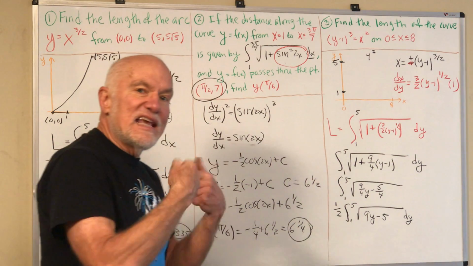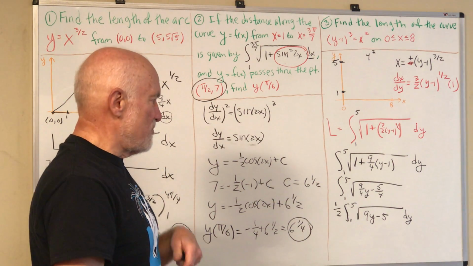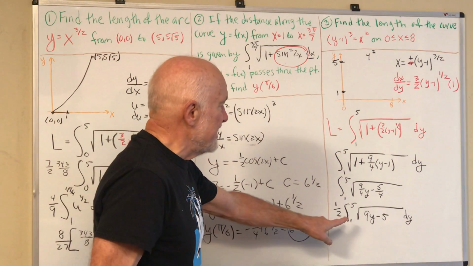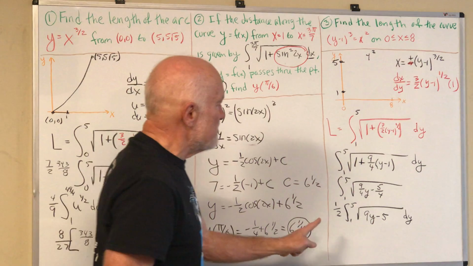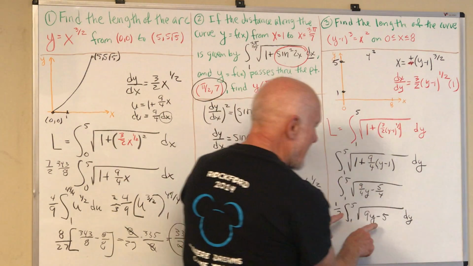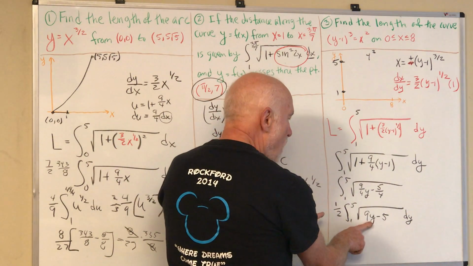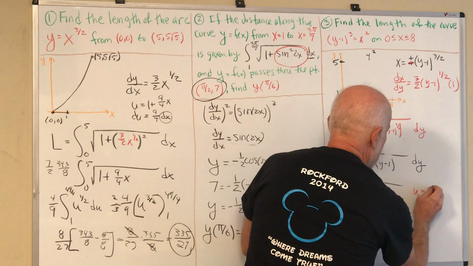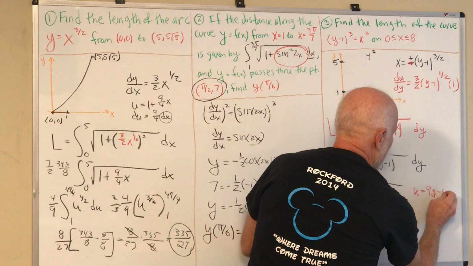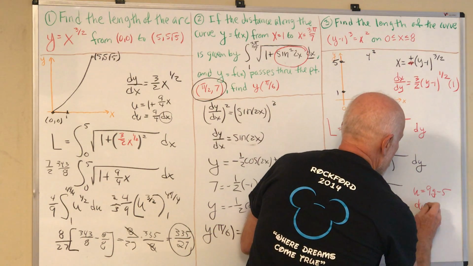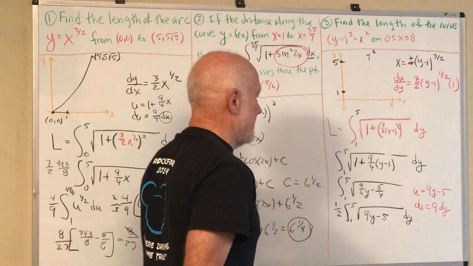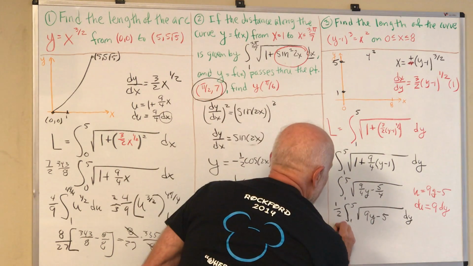So I'm kind of getting you into a lot of old things in this because it really is good to review. It doesn't always work out perfectly. So now we have to do a u-substitution again. This is not y to the 1/2. It's 9y minus 5. So we let u equal 9y minus 5, du equals 9 dy.